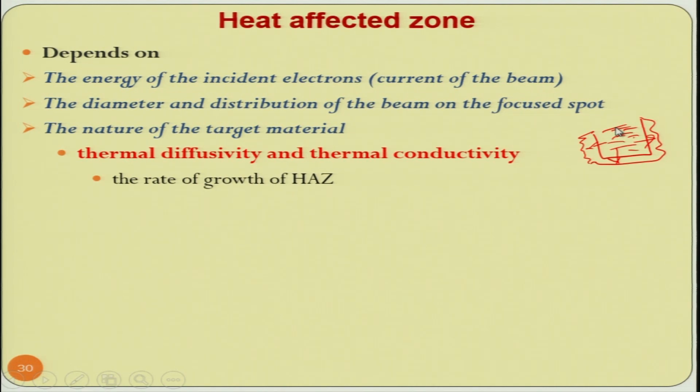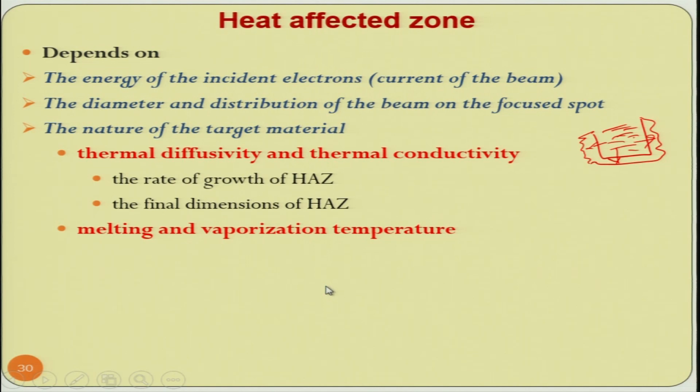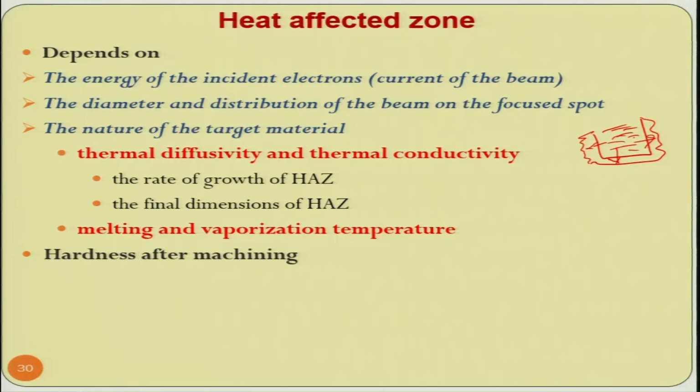Then you have the rate of growth of the heat affected zone, at what rate this heat affected zone is increasing or decreasing depends upon the magnitude of the heat or the molten material as well as the properties of the workpiece material. The final dimensions of the heat affected zone are controlled by thermal diffusivity and thermal conductivity both. Melting and vaporization temperature tell how much energy or heat is required for melting and vaporization purposes. So, all this depends upon the properties of the workpiece material.